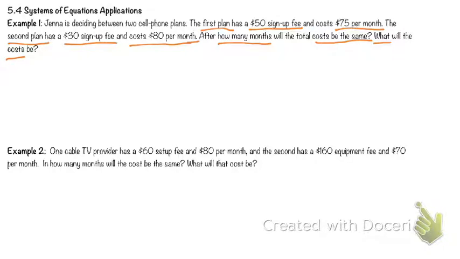Personally, I would say this kind of covers our important information. We know I have a first plan, $50 sign-up fee, $75 per month. Second plan, $30 sign-up fee, $80 per month. We want to know how many months for the cost to be the same and what that cost is. Okay, so this kind of narrows us in and kind of helps us focus on what's important here.